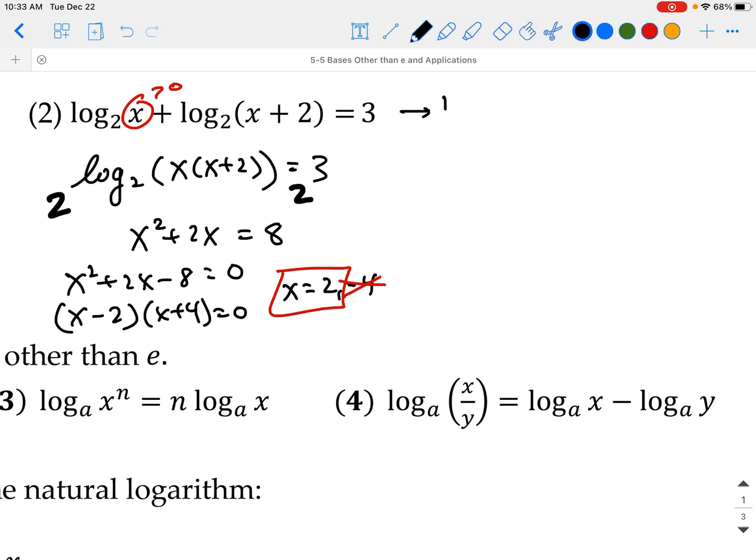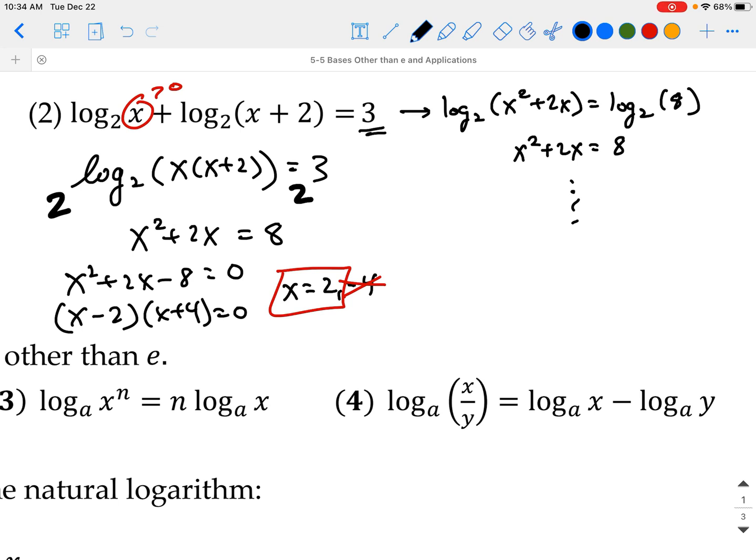Now again, the other approach would be to rewrite this as log base 2. We could still combine with the product property, but on the right-hand side, instead of 3, we could rewrite that as log base 2 of 8, since 2 to the third is equal to 8. And then we end up with the exact same equation that we got in the previous form, and we could work it out the same way as well. So getting logarithms on both sides by introducing a number as a logarithm. Any number can be written as a logarithm of any base.